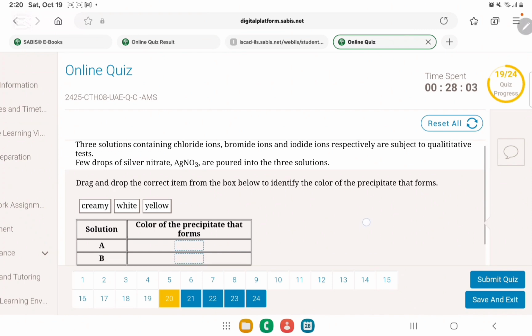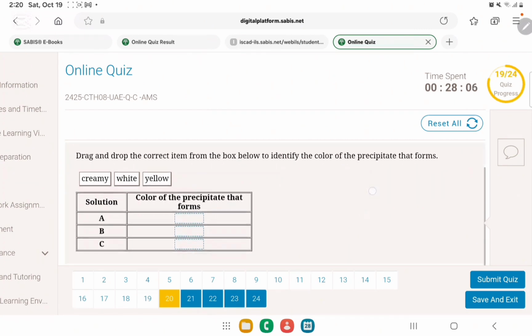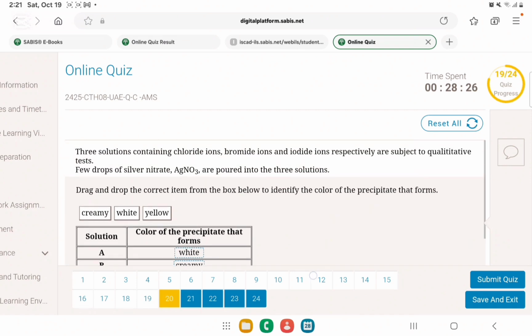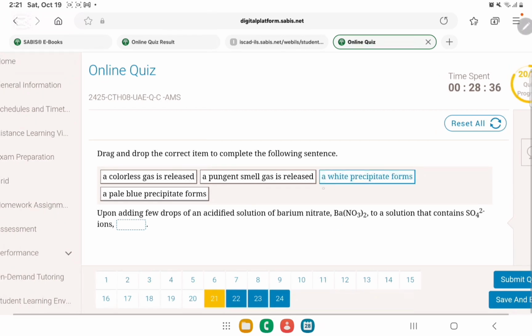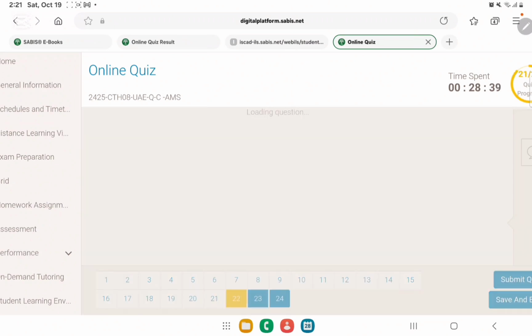Cl, Br, and I. Okay, so Cl, Br, I. Okay, so I is yellow, Cl is white, Br is creamy. Okay, so white, creamy, right? Let me just double check. Okay. And then here, oh yeah. Oh no, wait, what? Yeah, Ba and SO4 give off a white precipitate.